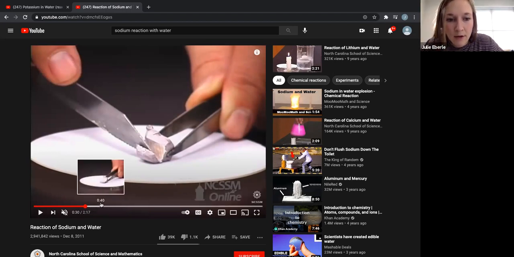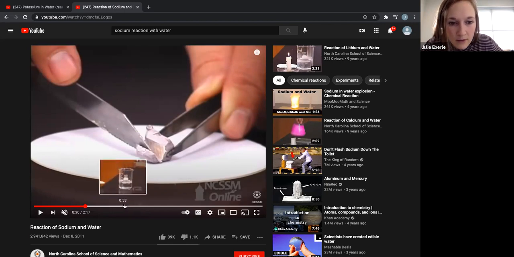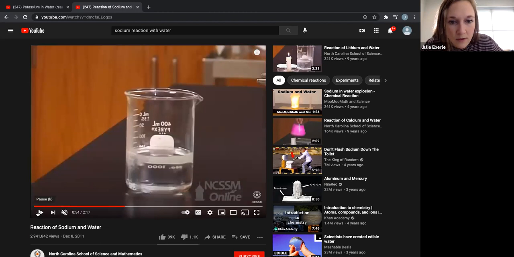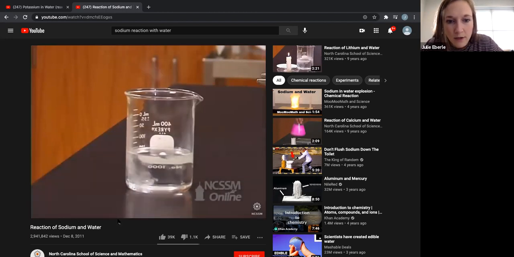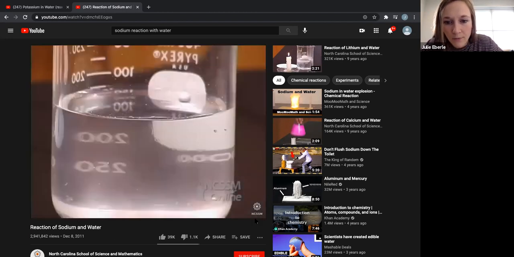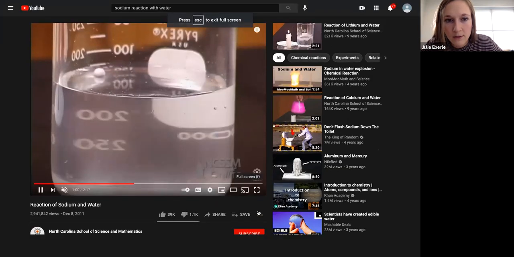And then we're going to see how it reacts with water. He does some fun stuff with a battery. Is this the part where he's putting it directly in water? Okay, so here, he has dropped the sodium in water. And can y'all notice what's happening? He kind of zooms in on it.